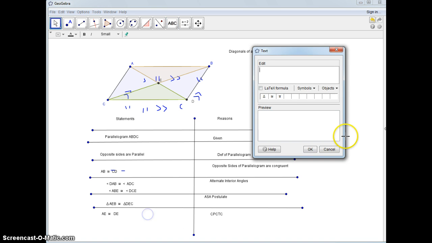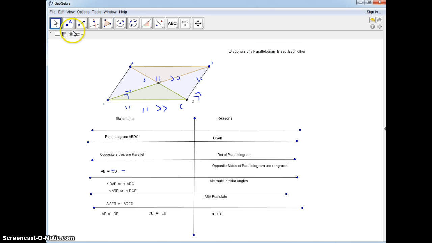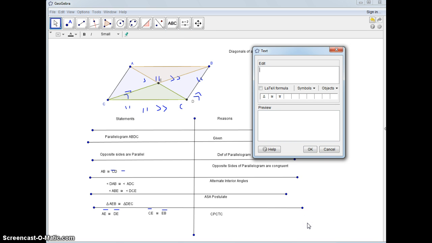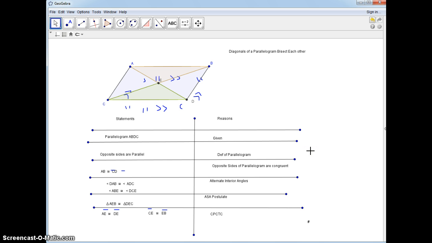Be nice if I had the text there. So we can say CE is congruent to EB. And we're going to put the little lines over the top because that's what is expected in all of these. And we are finished. So let's finish our proof with our little symbol saying that we're done. And we have finished this proof, and I hope you enjoyed watching this video. Thank you so much for watching.